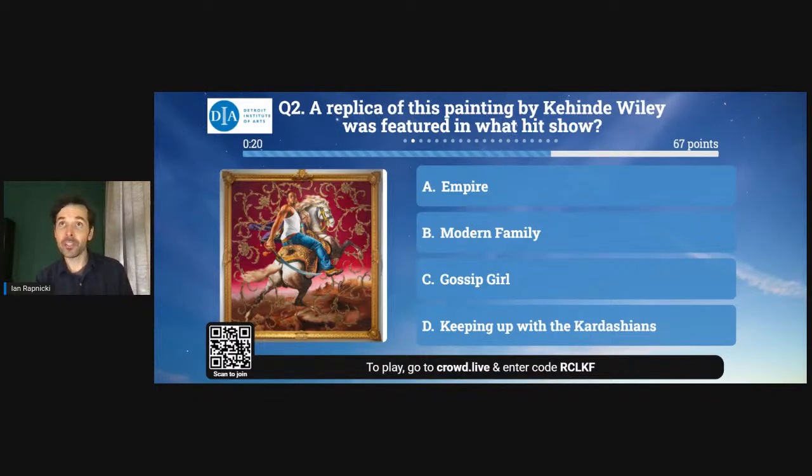Again, there's a replica of this painting that's in the DIA's collection by Kehinde Wiley that was featured in a hit show. Was it Empire, Modern Family, Gossip Girl, or Keeping Up with the Kardashians? Make your selections. You have 5 seconds.